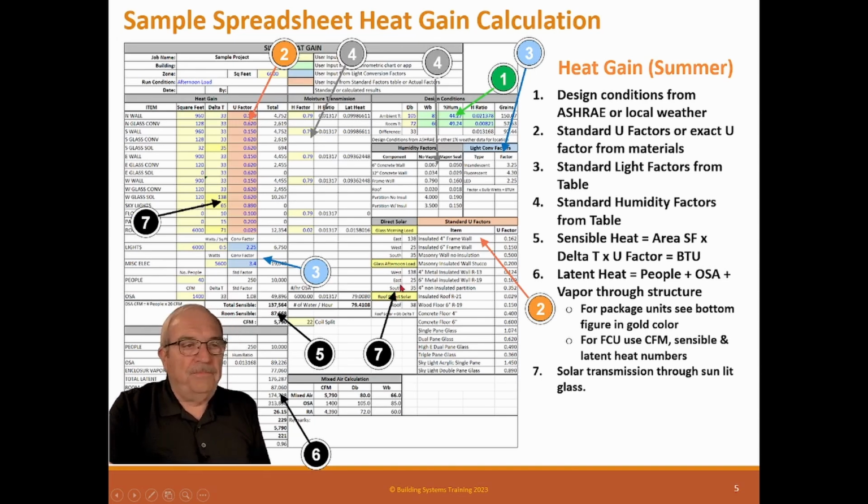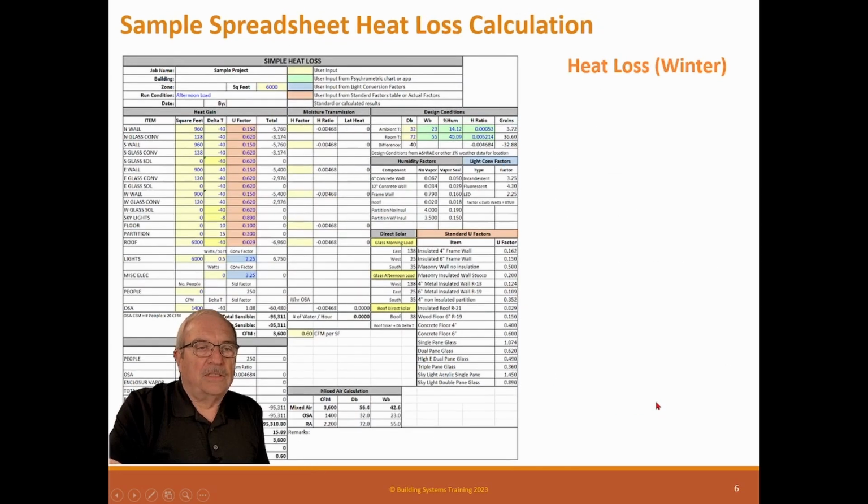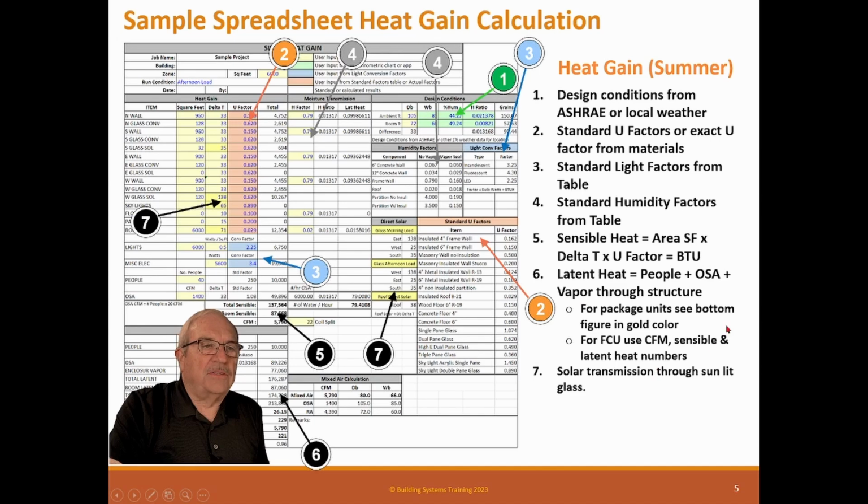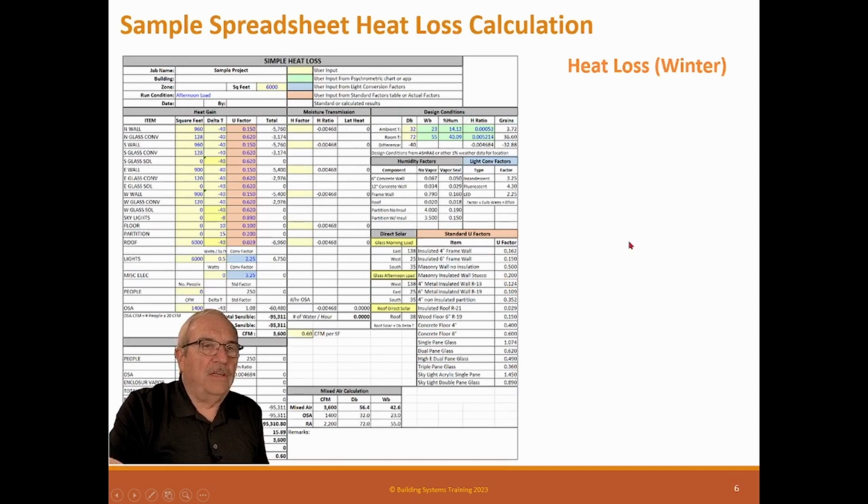These are out of an old design guide. This has been surpassed nowadays, but I still use it because I'm familiar with it. It's easy. Tells you what that is going to be. And then this is a total heat gain. So this is for your air conditioning side. Then you run it again for heat loss.